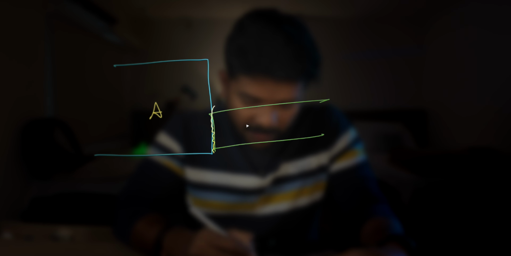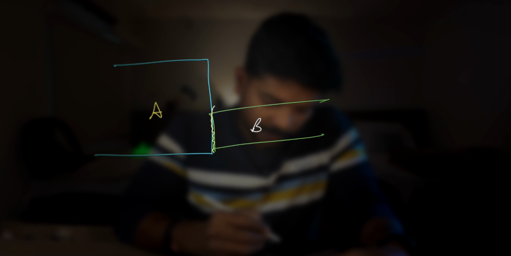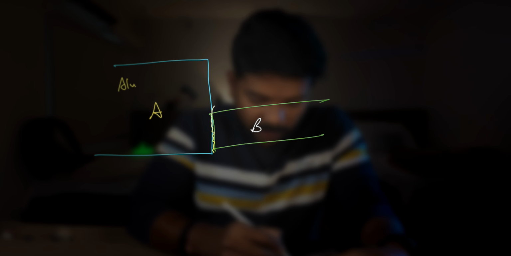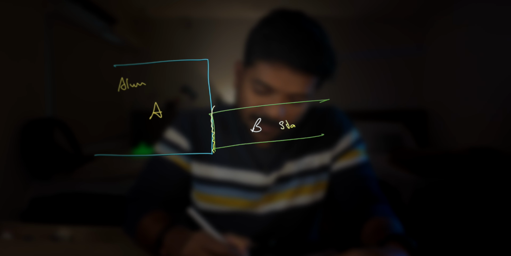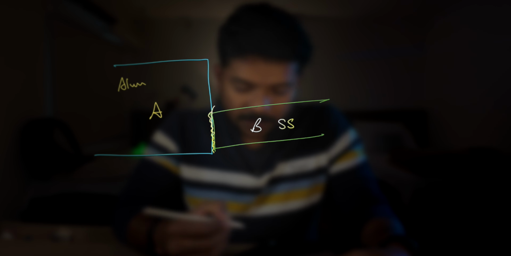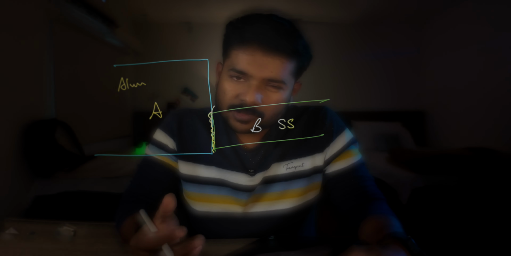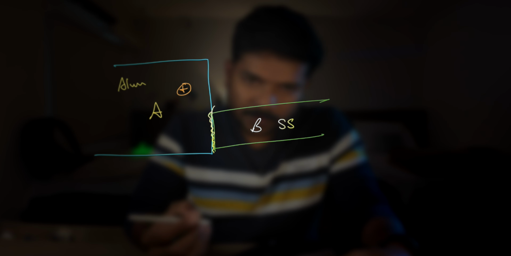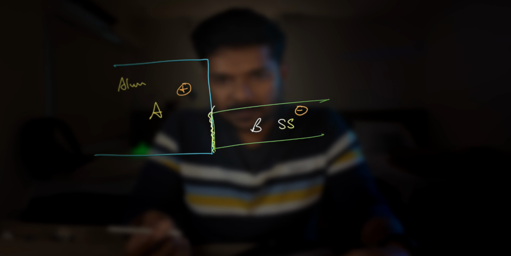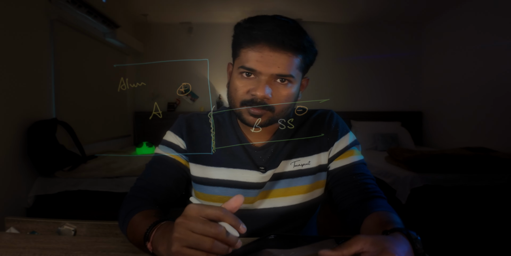Say metal A and metal B are touching each other, and metal A is, say, aluminium, and metal B is, say, stainless steel, and there happens to be moisture in between them due to humidity or rainwater or whatever. So here aluminium has a slightly positive charge and stainless steel has a slightly negative charge because of the potential difference. We'll discuss how this potential difference is checked and determined, but for now, for understanding, let us consider this.